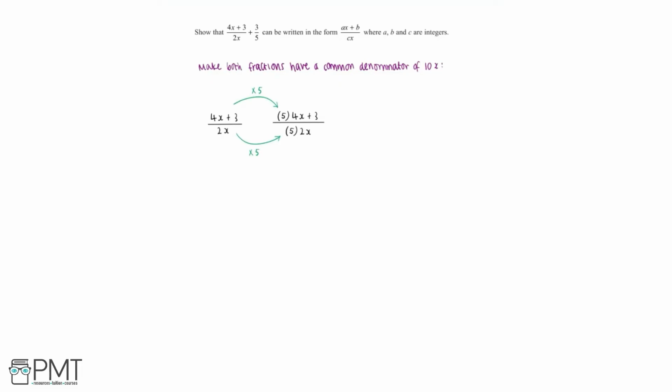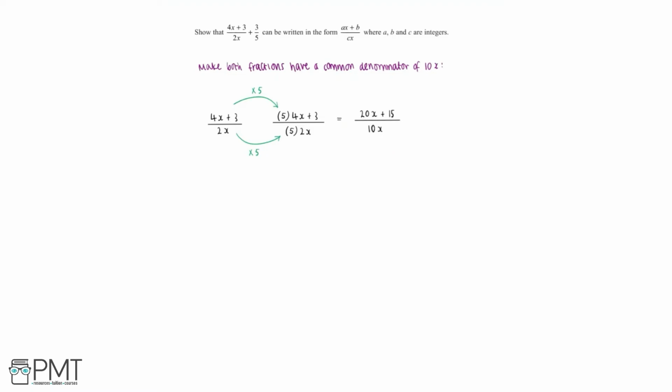Now let's simplify this. 5 multiplied by 4x plus 3 is equal to 20x plus 15, and 5 multiplied by 2x is equal to 10x. And so we've written the fraction 4x plus 3 over 2x in its equivalent form with a denominator of 10x.